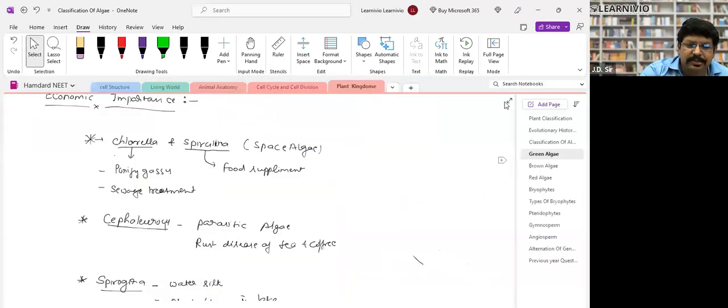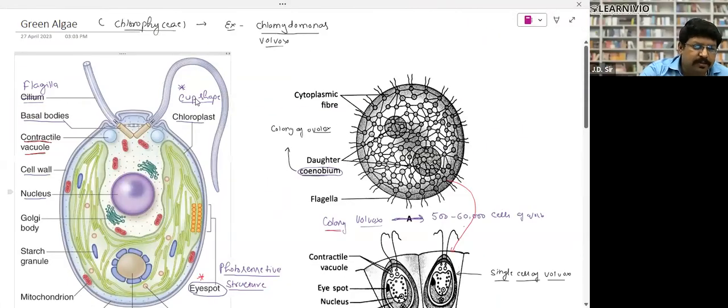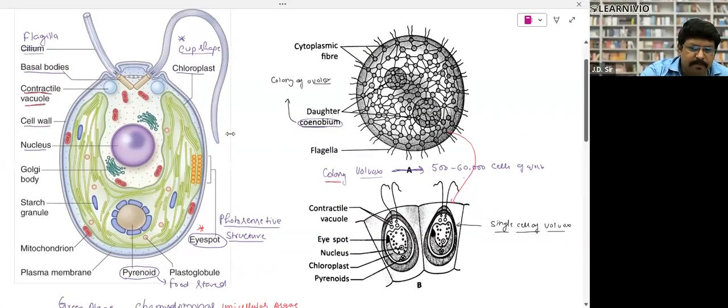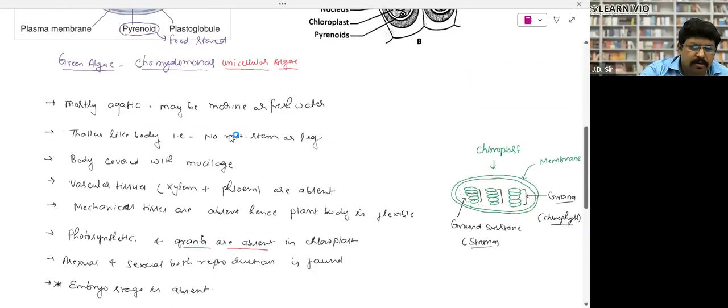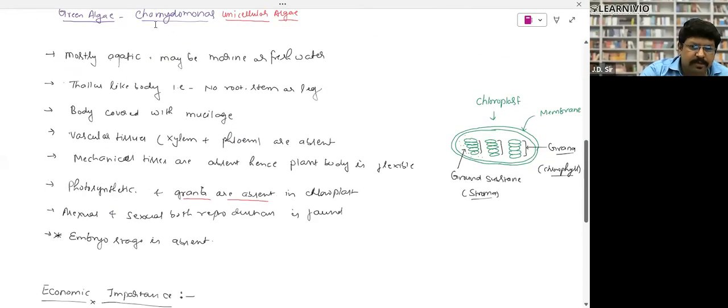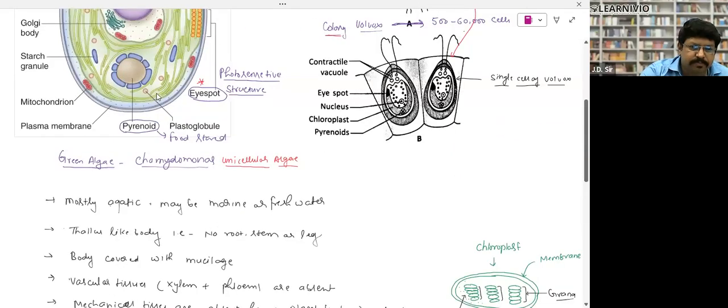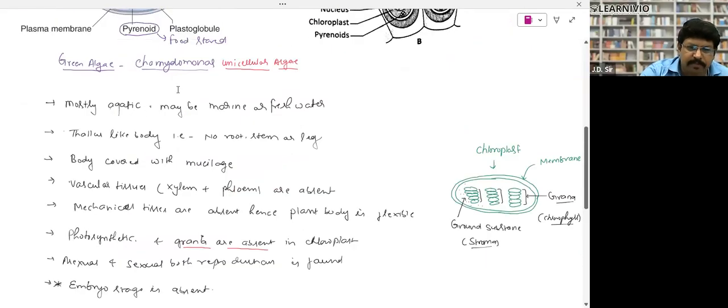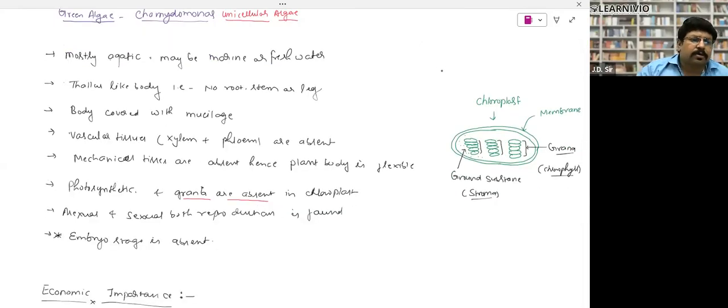Now the first algae is green algae. Chlamydomonas is the representative of green algae. We have discussed already. Chlamydomonas is a unicellular algae. They are mostly aquatic, maybe marine or freshwater. Thallus-like body. The body is covered with mucilage. Vascular tissue is absent. Mechanical tissue is absent.